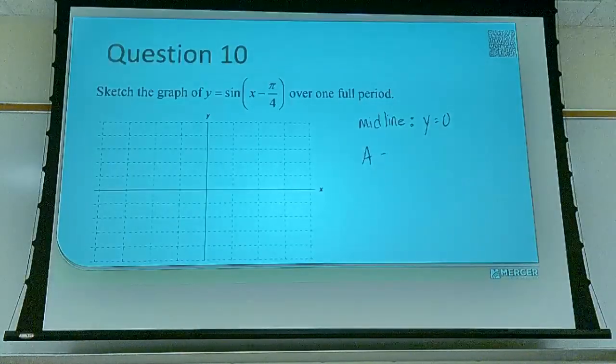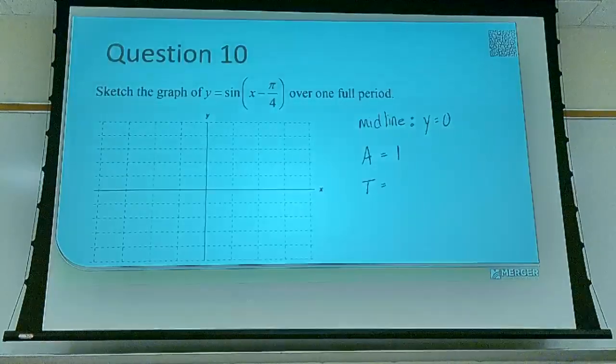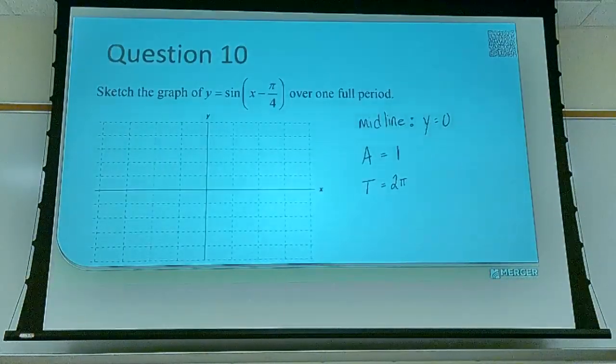What's our amplitude? Not pi over 4. It's just 1. What's our period? Just 2 pi. The x isn't being multiplied by anything, right? Technically, it's being multiplied by 1. But that minus pi over 4 is important. It does play a role.